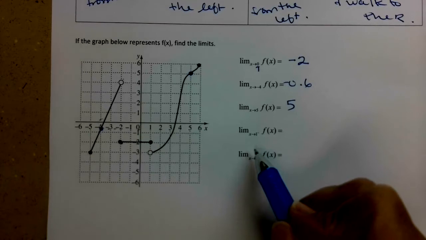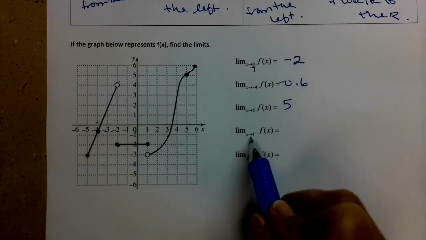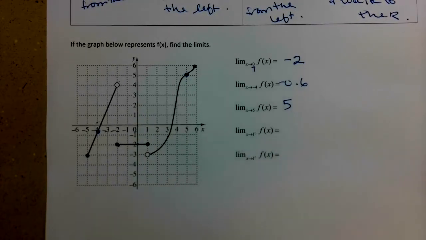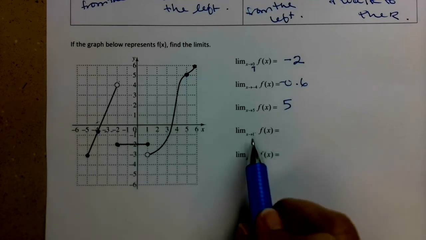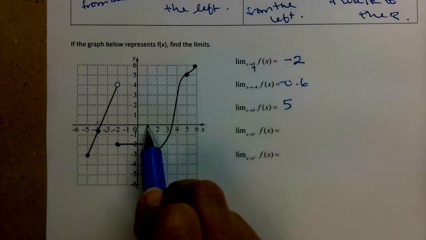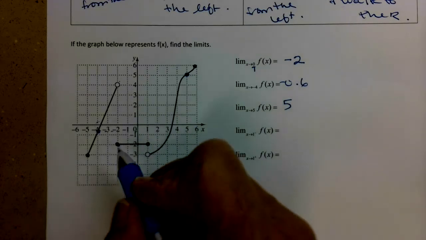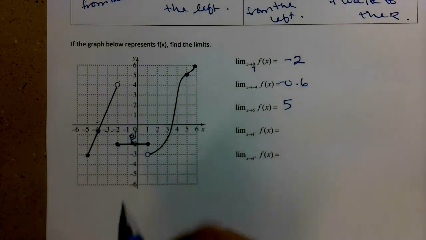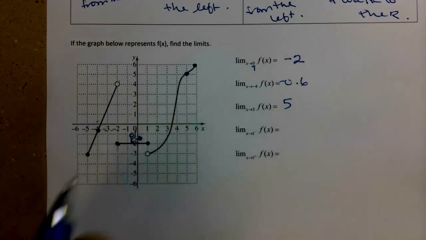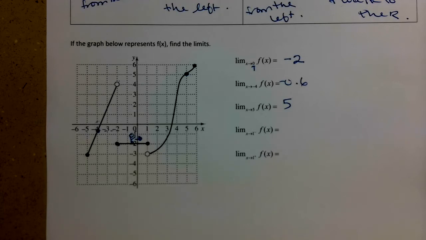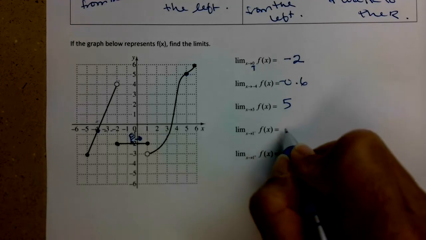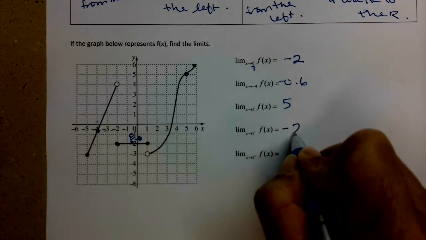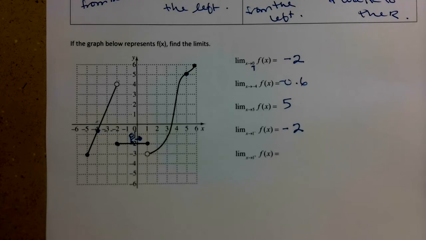So how about this one now? Now we're going to do a one-sided limit. What's the limit as x approaches 1 from the left? So I'm going to go to where x equals 1, and this time I'm going to come in from the left. I'm going to hop on my graph to the left side of x equals 1 and walk towards 1. What are my y values doing there? Okay, they are staying nice and steady at -2.